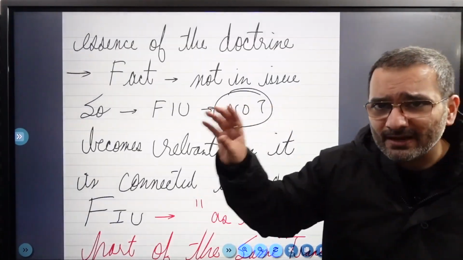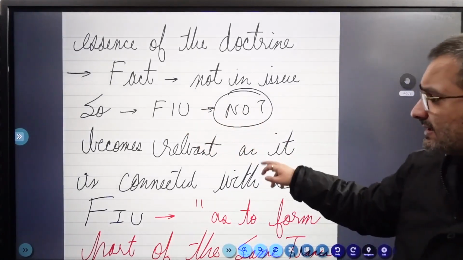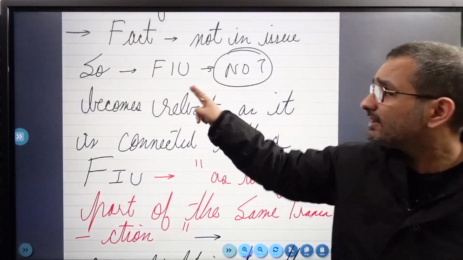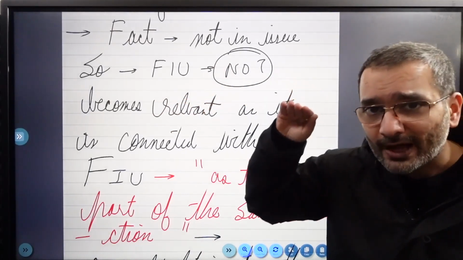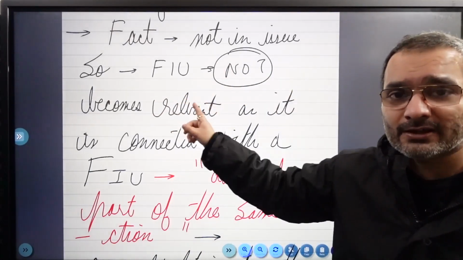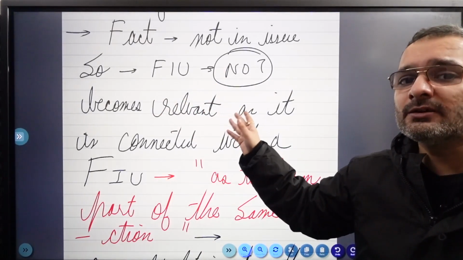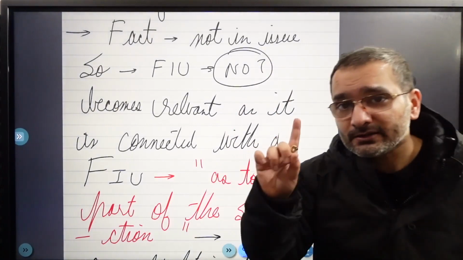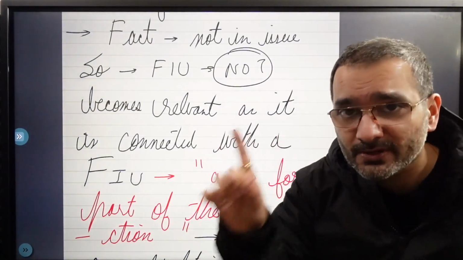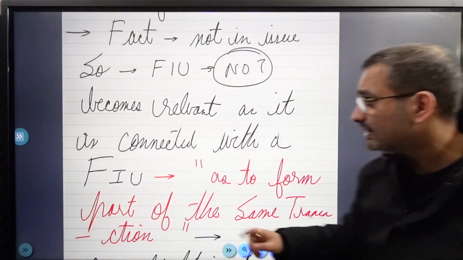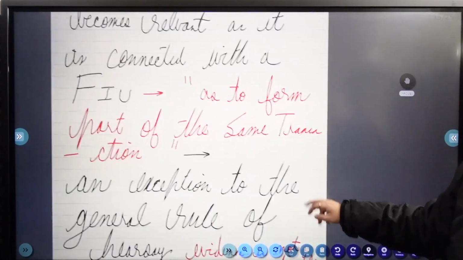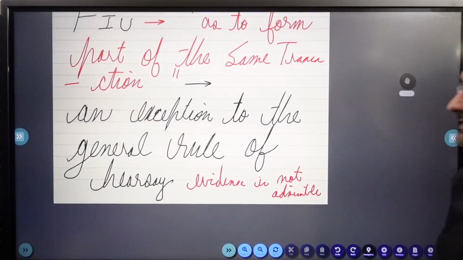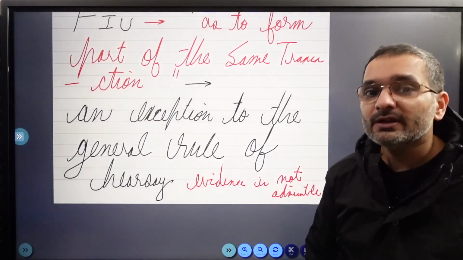So it is not the main fact and issue, but since it is connected and it is going to help us here to either prove, disprove or not prove the fact and issue, we are going to include it under relevant facts. And but the test is that it has to be of the same transaction. All right. So FIU is fact and issue as to form part of the same transaction. So this is an exception to the general rule of hearsay.